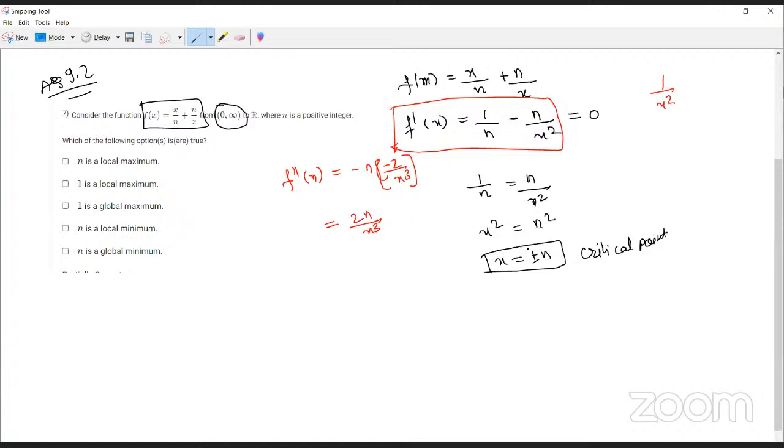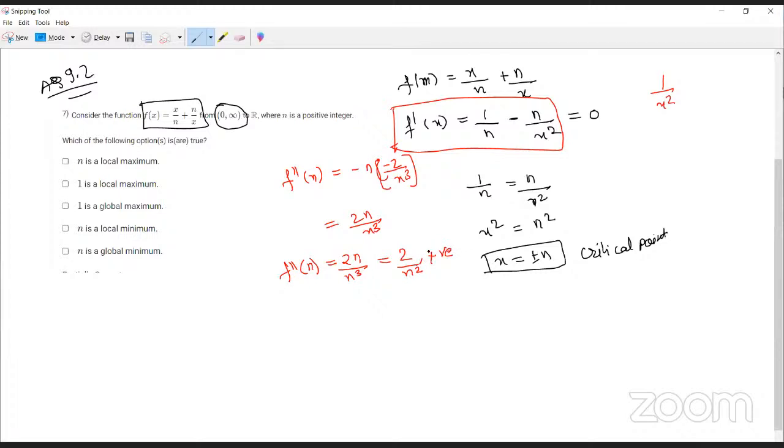Yes. Now if I put this critical point here, say f double dash, first we'll put plus n, what will I get? 2n upon n cube, that is 2 by n square. That is a positive value, right? This n is a constant here, right?